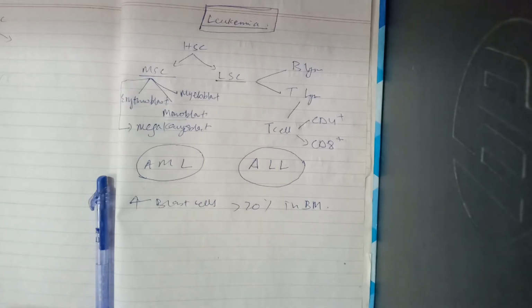First of all, what is leukemia? Leukemias are actually malignant disorders of the hematopoietic cell compartment, which basically produce an increased number of white blood cells in the bone marrow and in the peripheral blood.